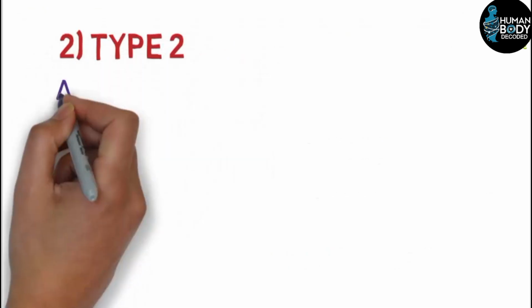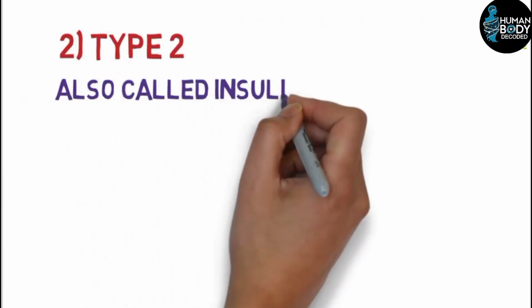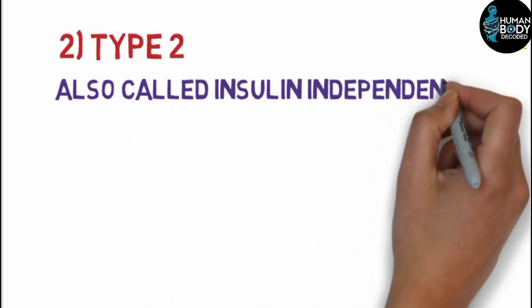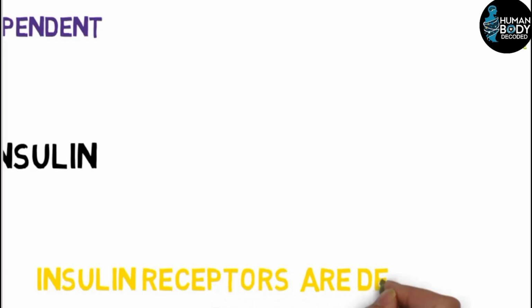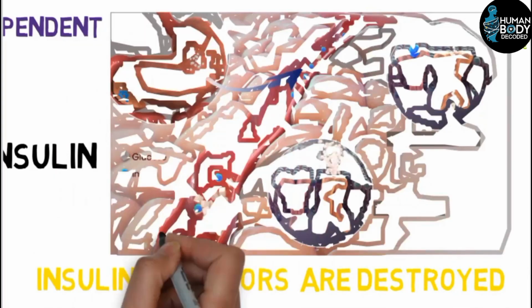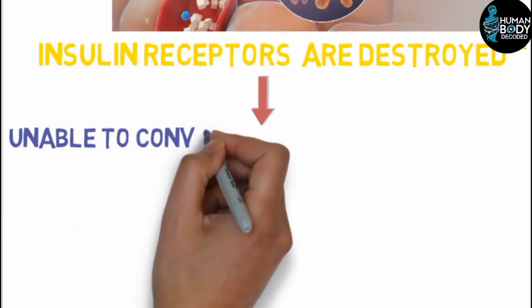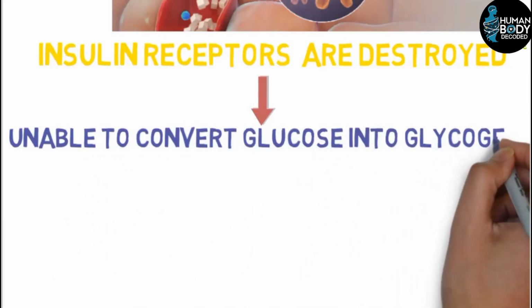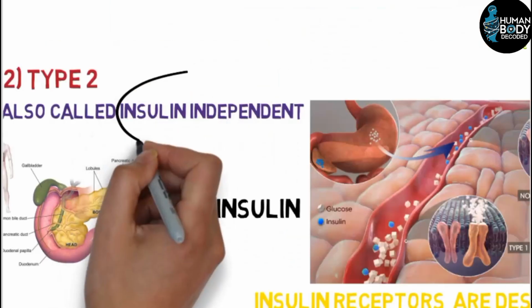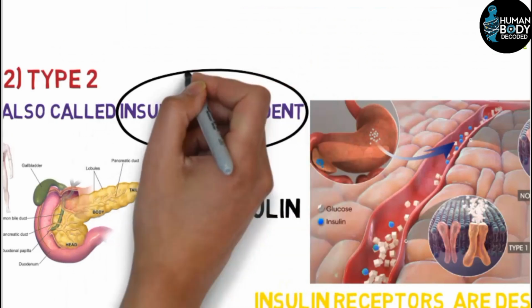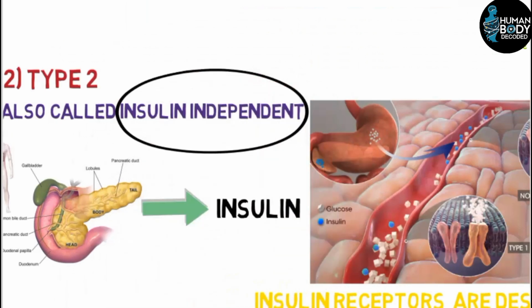Type 2 diabetes. It is also called insulin-independent diabetes. In type 2, insulin is produced, but the insulin receptors on the cells stop working. Glucose stays in the blood, unable to enter the cells, resulting in high blood sugar levels. This type is called insulin-independent diabetes because the issue is with receptor sensitivity, not insulin production.